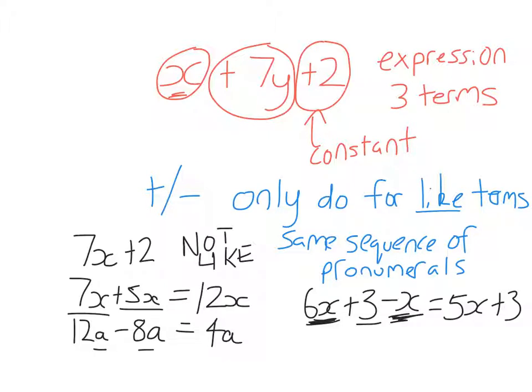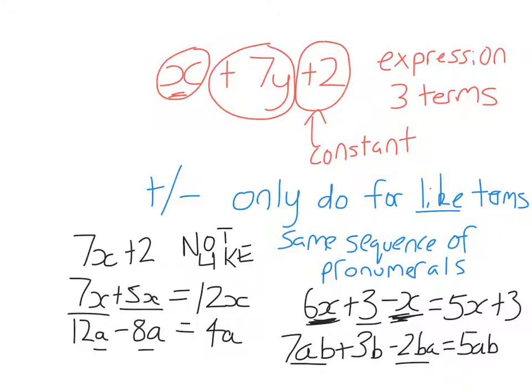So let's say I have something like 7ab plus 3b minus 2ba, okay? So there are again three terms. This term and this term are like terms. It doesn't matter if the pronumerals are out of order. They both have 1a and 1b, therefore they're like terms. So 7ab minus 2ba is just 5ab or 5ba.